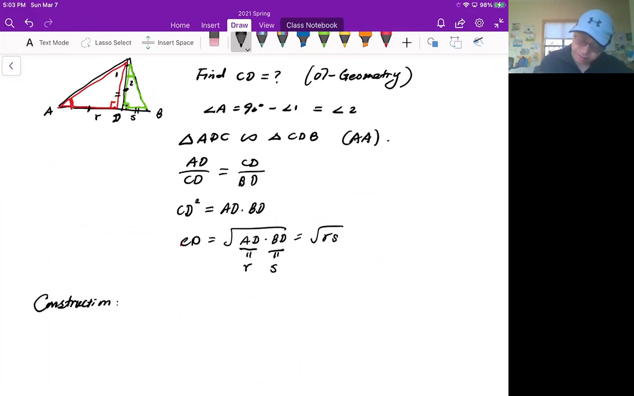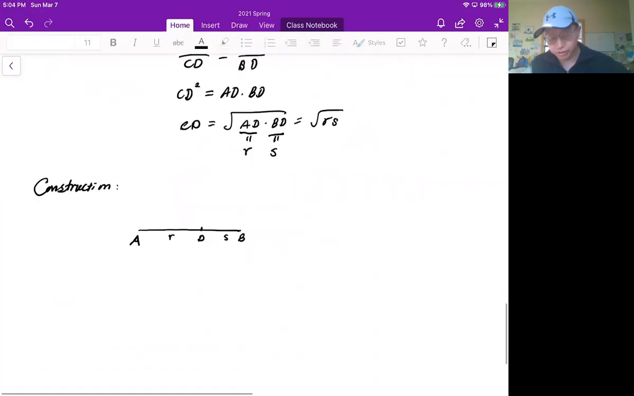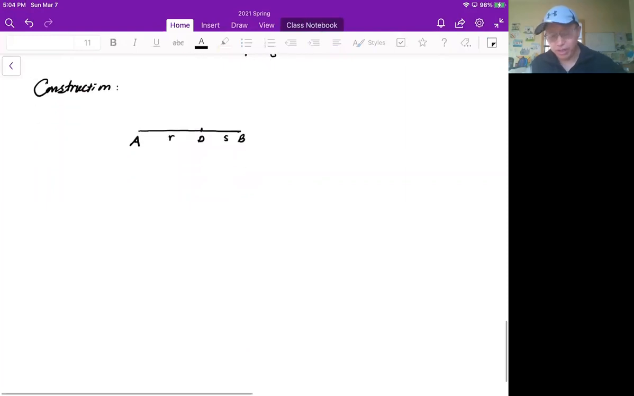Okay, so first of all, I'm going to get my R and S. So this is A, this is B, this is D. Suppose this is R and this is S. Can we do it? Yes, certainly we can do that, right? So first of all, I can do this. And secondly, I'm going to construct a semicircle with AB as a diameter.